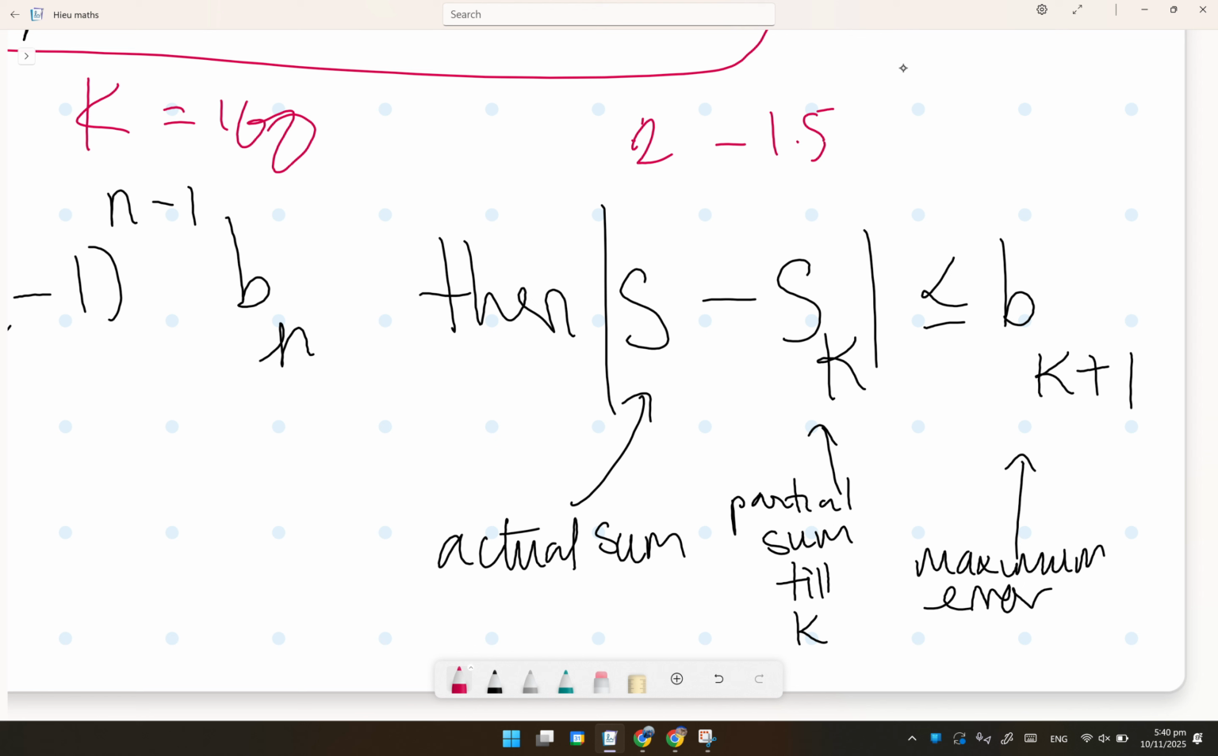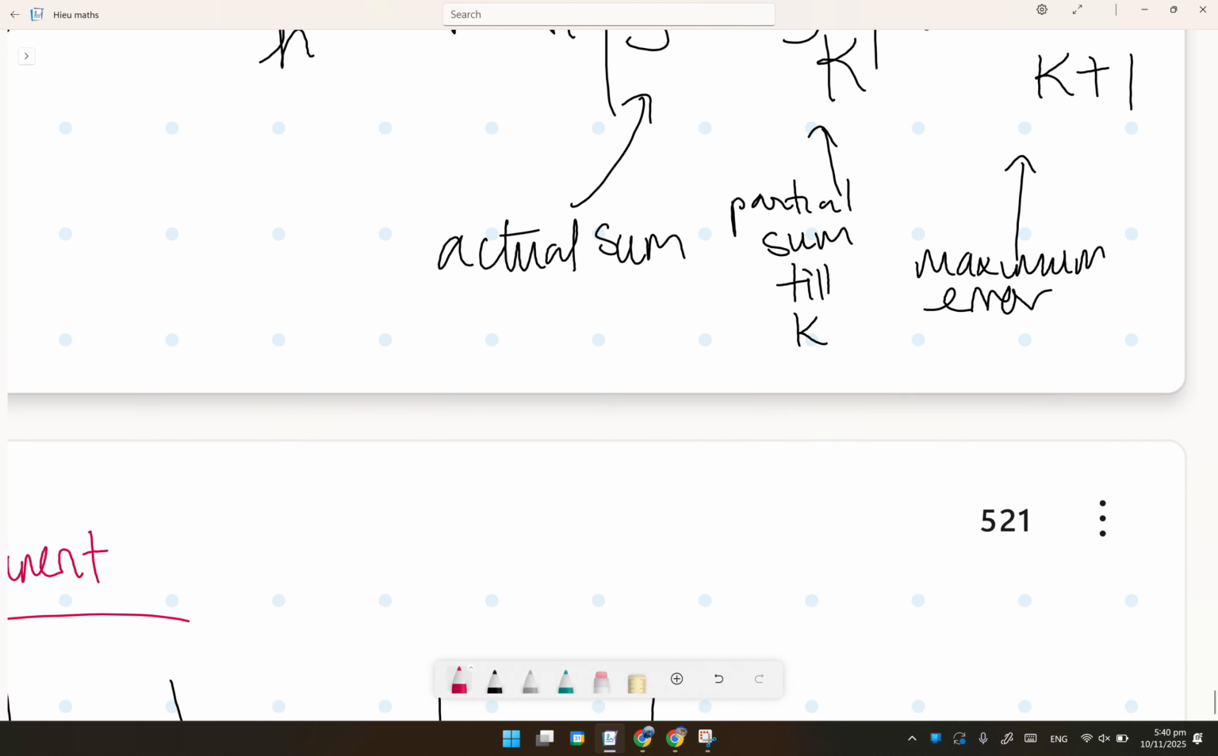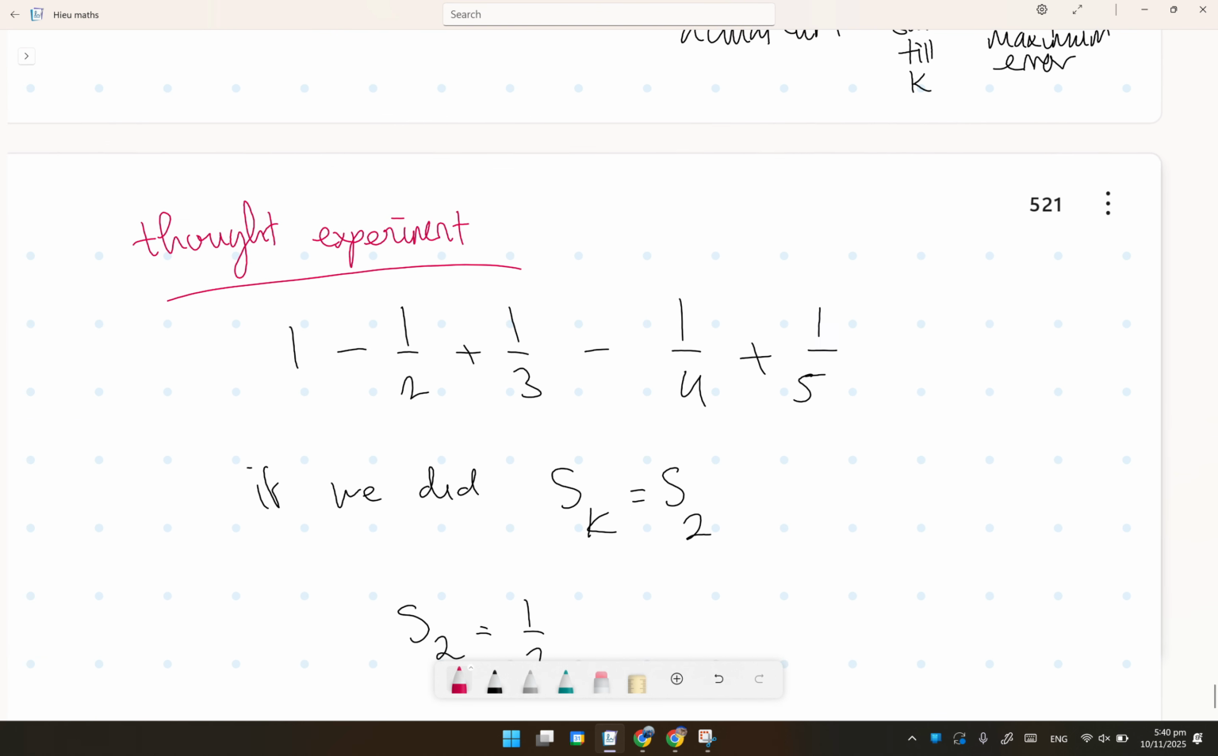If we had, I'll show you an example, but then it would be less than here, which is less than 0.5. No, it's just the next term. So I'll show you an example, but basically you can see how the actual sum minus the estimate sum gives us an error. The actual minus the estimate gives us an error, which must be less than the next term. And I'm going to show you the proof for that, or the idea for that.